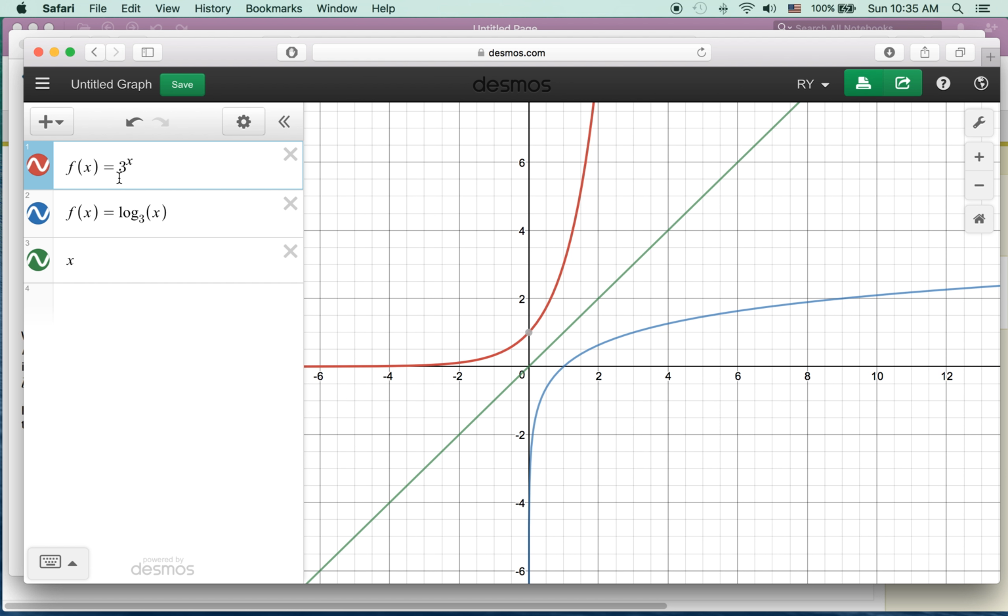Now, in the case of the Sierpinski triangle, the base was 3. You kept multiplying by 3. With the example we started class with, what was the base? It was 2. We kept multiplying the previous money by 2. So that would be f of x equals 2 to the x.